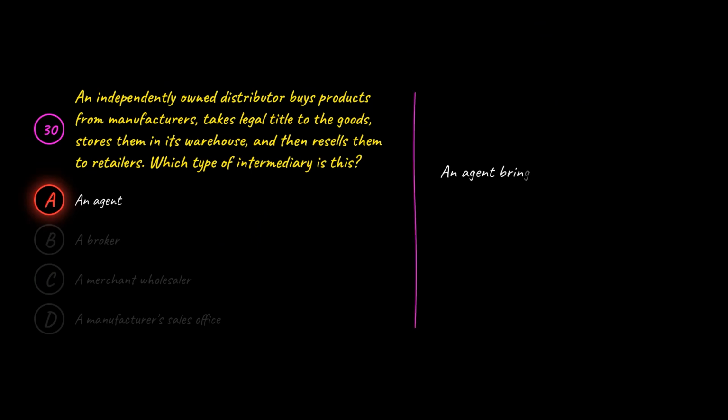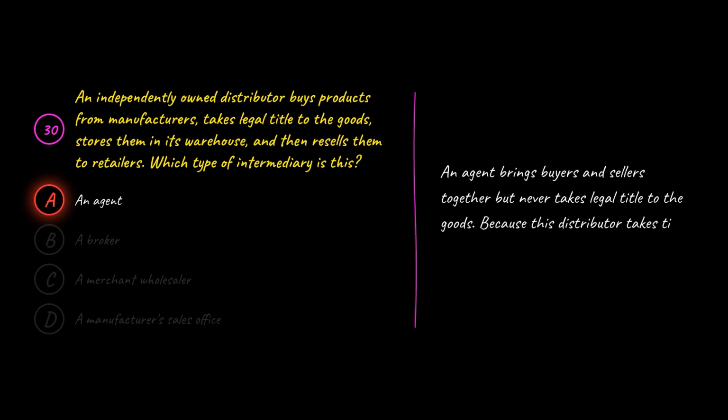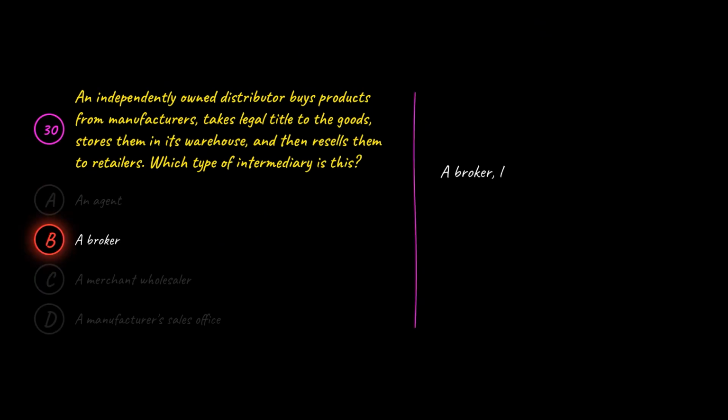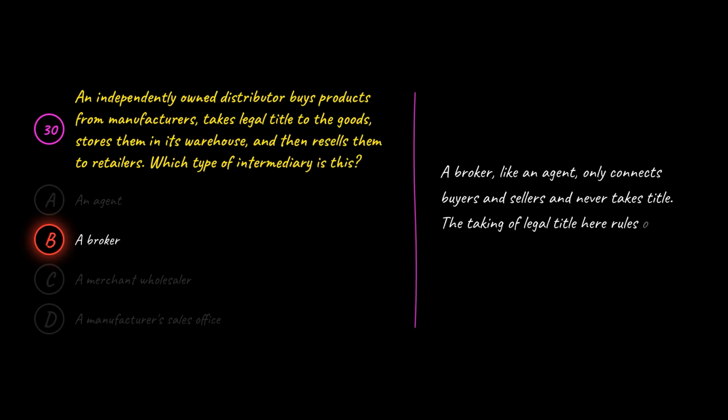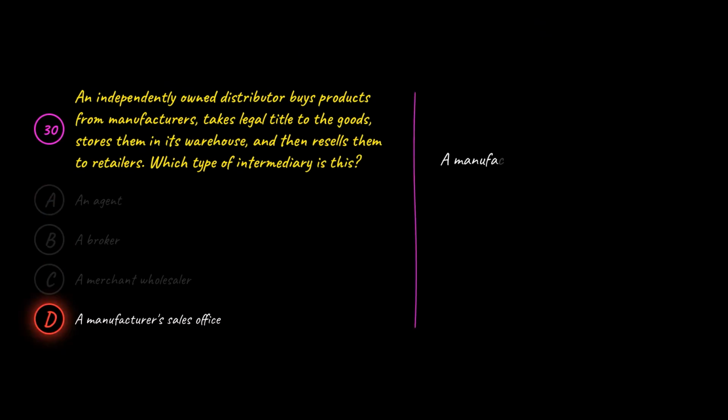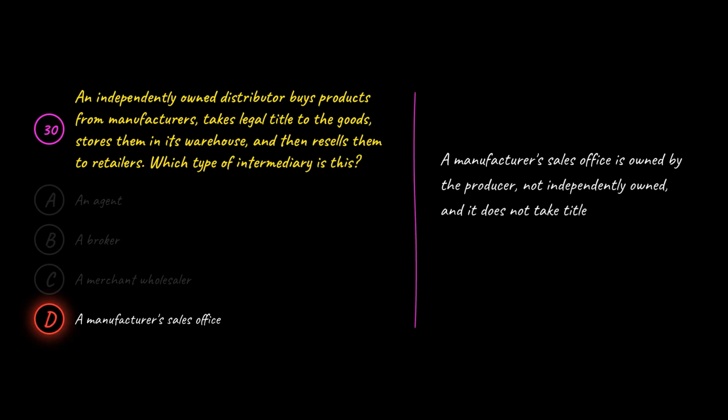A is wrong because an agent brings buyers and sellers together but never takes legal title to the goods. Because this distributor takes title, it is a merchant wholesaler, not an agent. B is wrong because a broker, like an agent, only connects buyers and sellers and never takes title. The taking of legal title here rules out a broker. D is wrong because a manufacturer's sales office is owned by the producer, not independently owned, and it does not take title as a separate reseller. This distributor is independent and takes title, which makes it a merchant wholesaler.